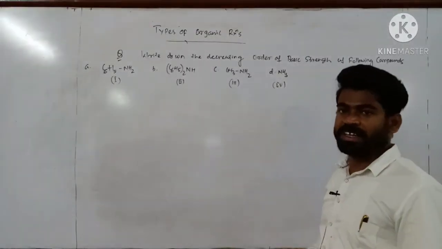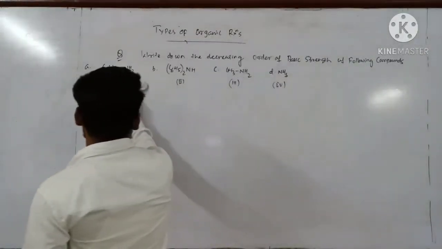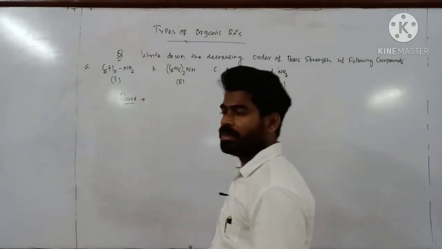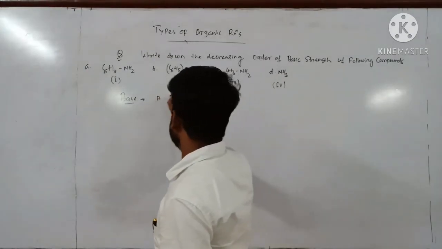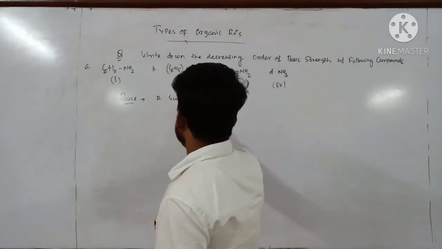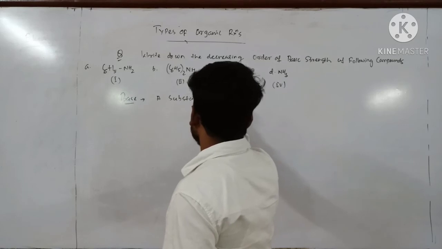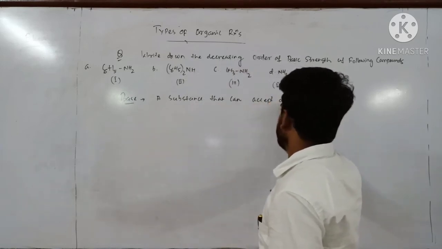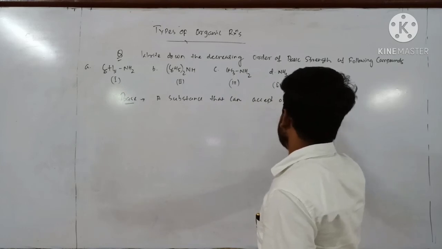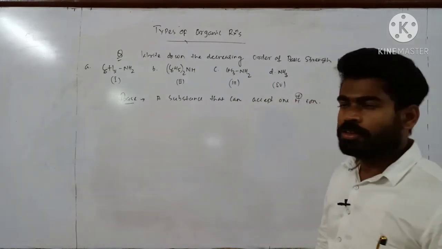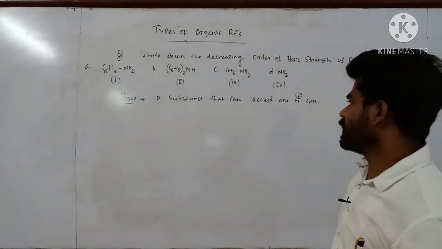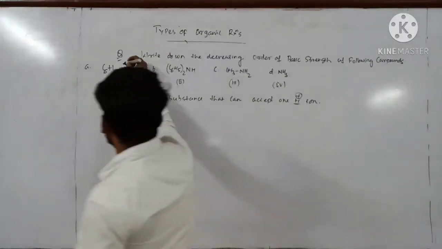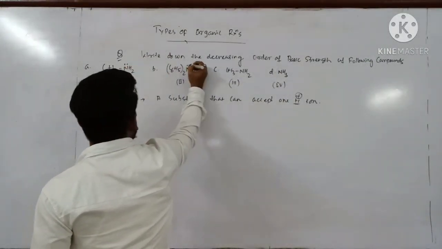So basic strength, base means what? A substance which can accept 1 H plus ion. So here every molecule has tendency to accept 1 H plus ion because there is a presence of lone pair electron over nitrogen.